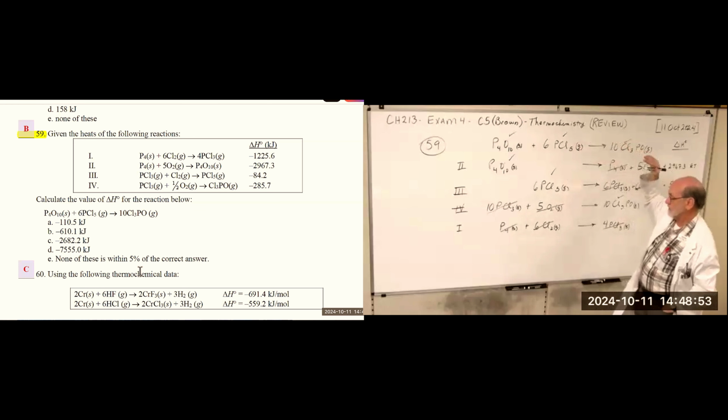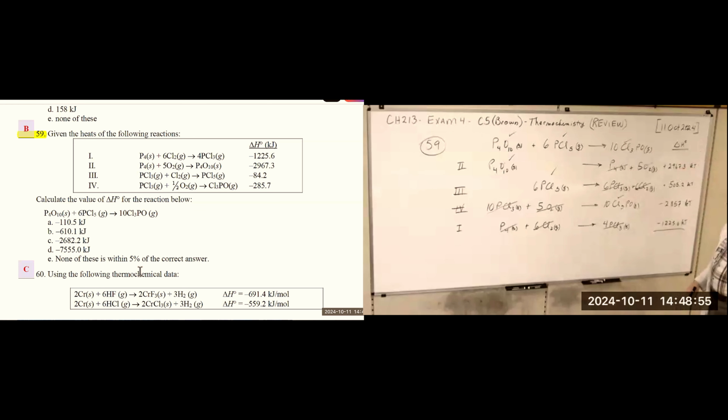So now, once we've got it set up that way, if we add all those together, it gives us this equation, then we can just add those together and get the enthalpy for this reaction. Let's see. 2967.3. And this is a negative 28. Did I do that one right? Yeah.